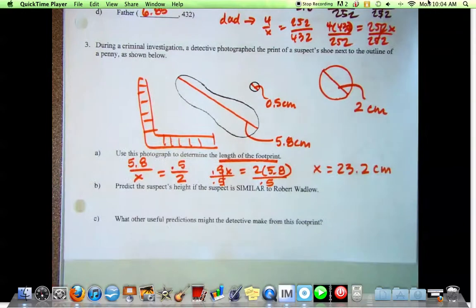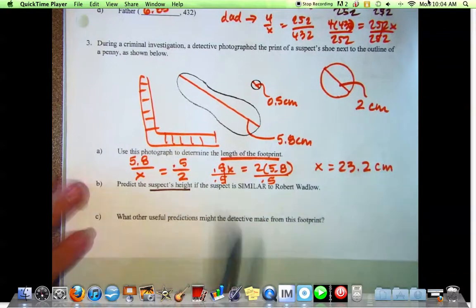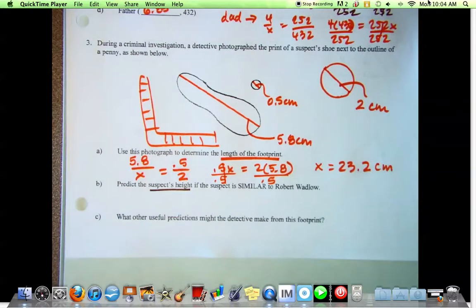Okay, so the 23.2 centimeters is his what? Shoe length, or the length of his footprint. Predict the suspect's height if the suspect is similar to Robert Wadlow. So what am I asked to find? The height. So what do I know about the suspect right now? The shoe length. And what do I know about Robert Wadlow? His height and his shoe length. So what is Robert Wadlow's shoe length? 47, and his height is 272.